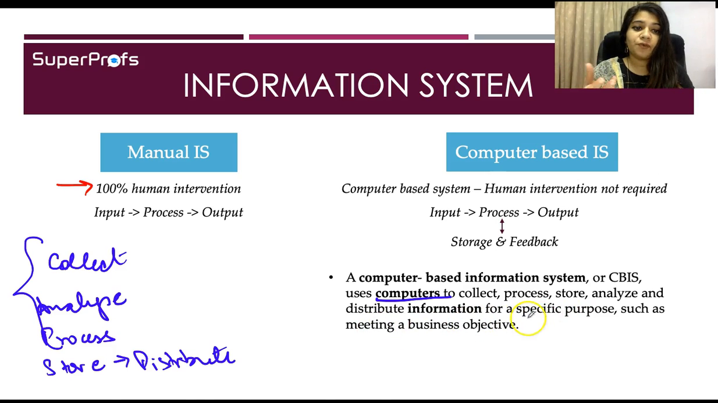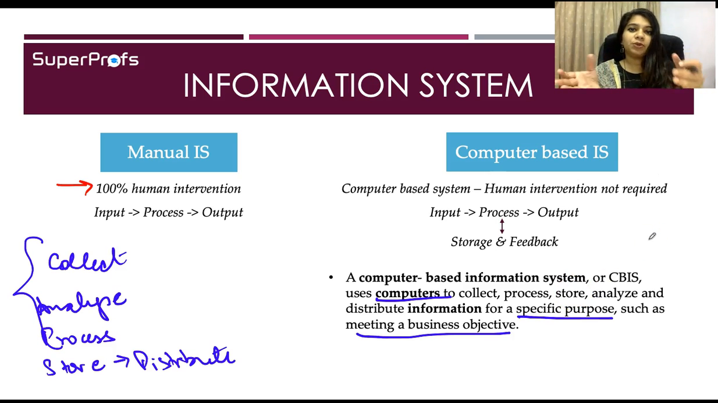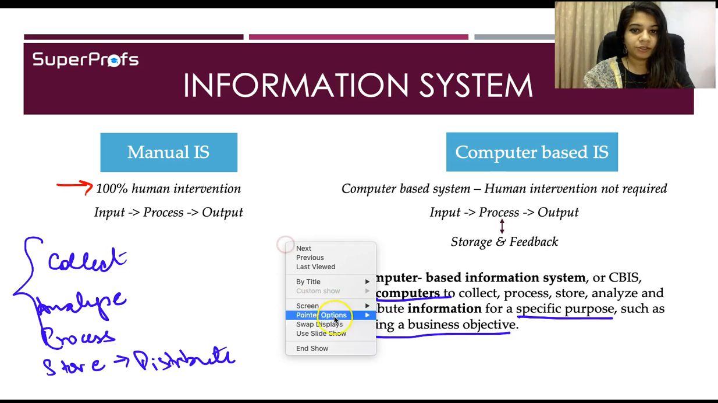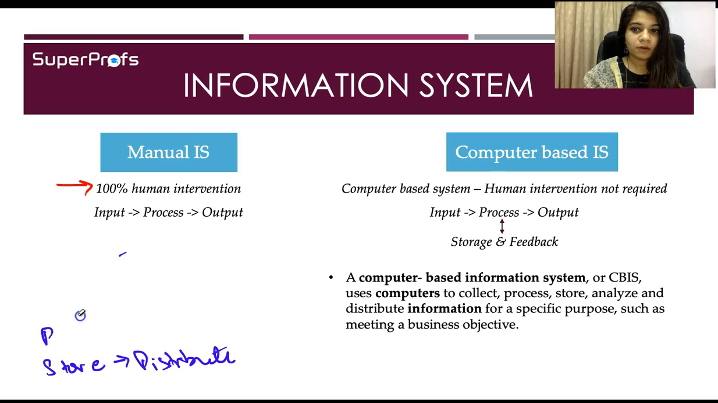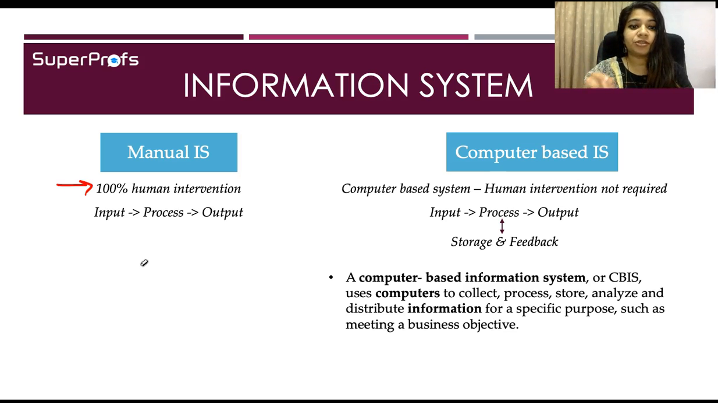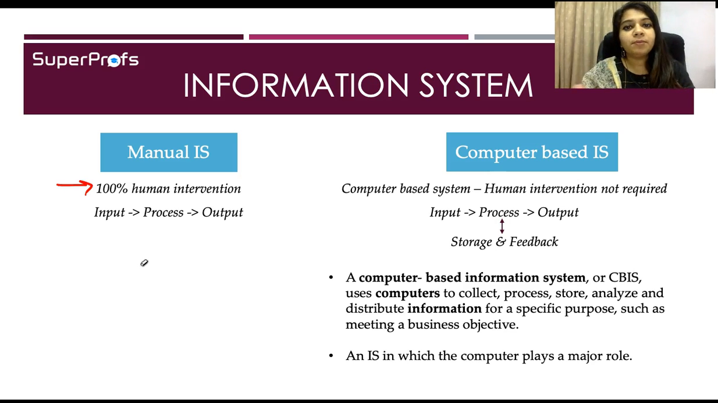So distribute information for a specific purpose, such as meeting a business objective. Everything we are doing right now is about a business objective. So this is the complete definition. I'll just repeat it. A computer based information system uses computers to collect, process, store, analyze, and distribute information for a specific purpose, such as meeting a business objective. And as discussed, obviously, an IS in which the computer plays a major role is your computer based information system.